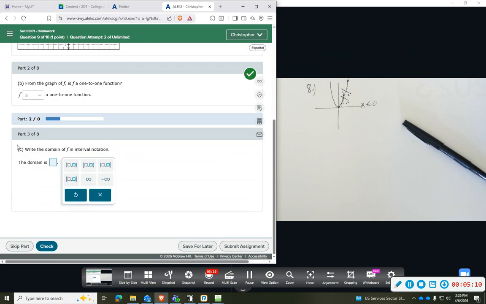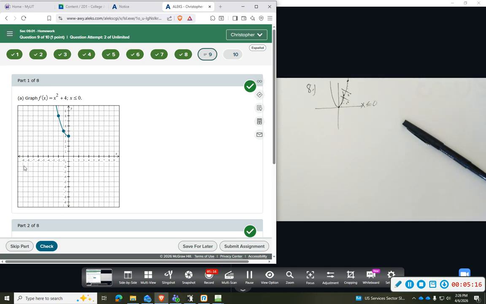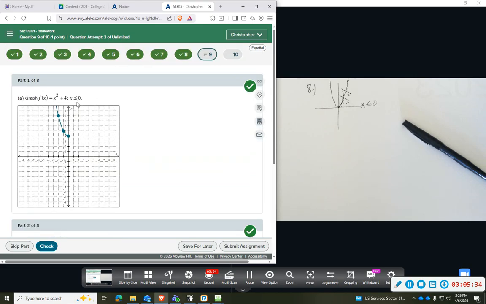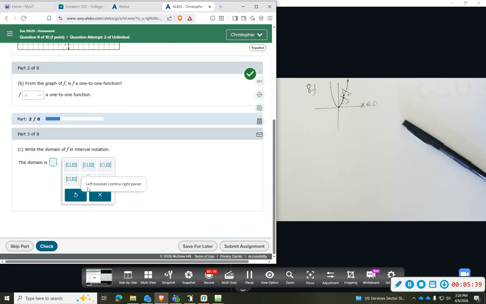All right. The next part says write the domain. So normally the domain is all real. Since we have cut off the right side, this is our domain, x is less than or equal to 0. So it's pretty much going from negative infinity, because we go smallest to largest, negative infinity up to 0. We will include the 0 because it has an equal to sign right here. So we're going to do a left side parenthesis for the negative infinity up to 0.